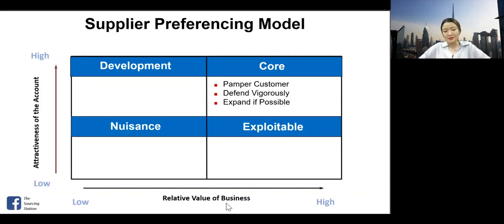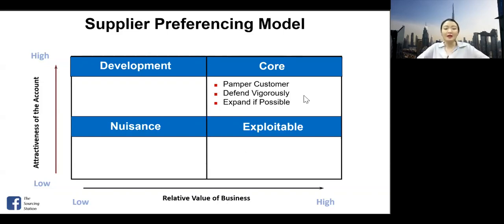Relative value of business. How can you check that? It is easy, right? Whenever you do your tender, I believe at some point of time you would ask for financial information. That is the time you know what your supplier turnover is, what the volume is like. Once you know all this business volume for your supplier, you can compare. Does your project create value to your supplier? Would they see you as a core customer or development or nuisance?